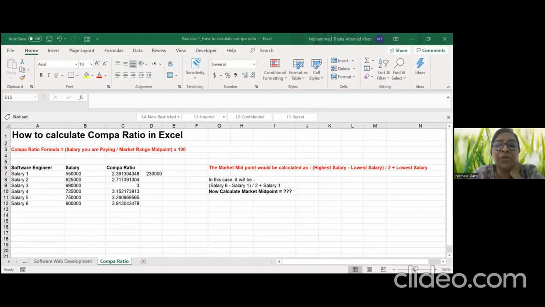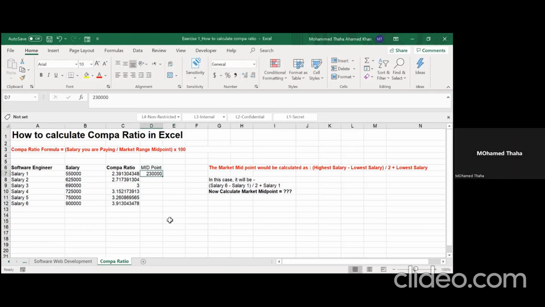First, have you calculated? It will be good to go step by step. There are two things you require for a comp ratio. Base salary is given here, but the midpoint is not given. So can you take out the midpoint? This is the midpoint, 230,000.